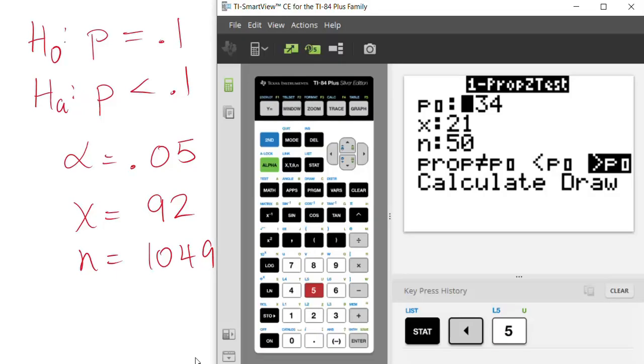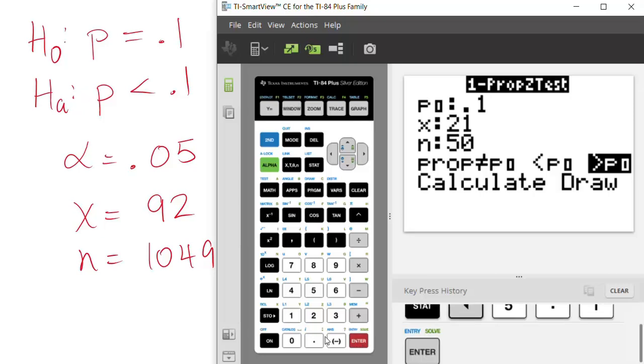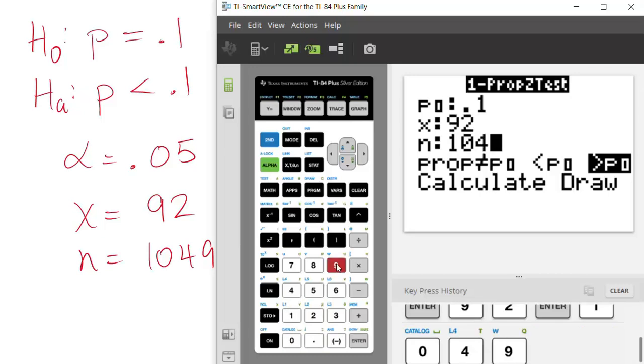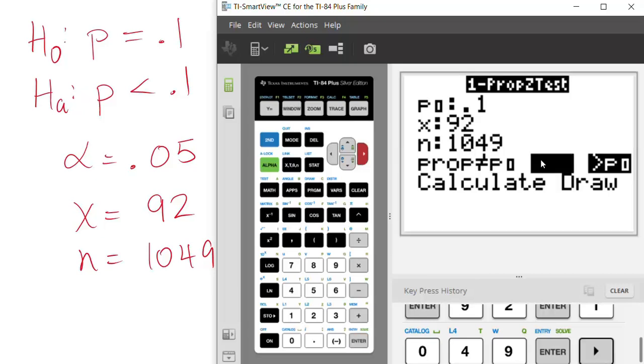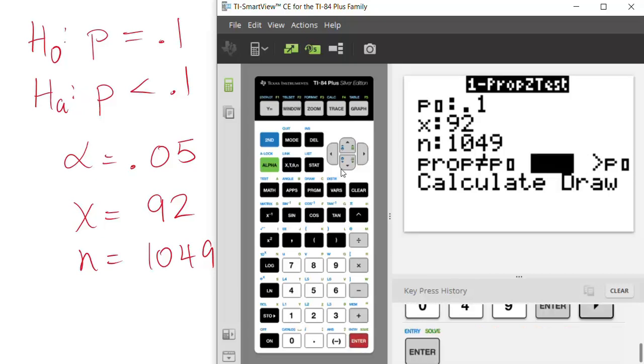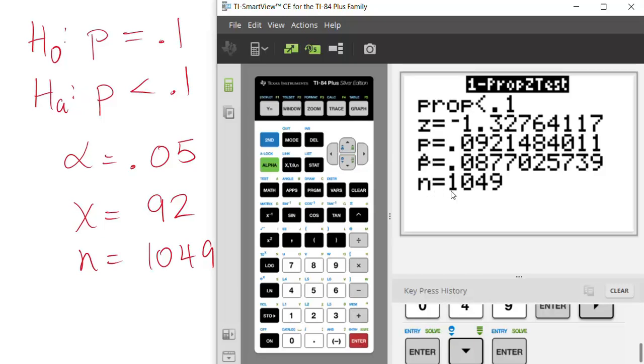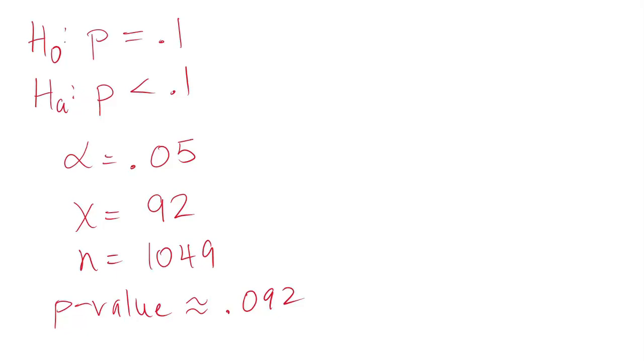To get the p-value, we're going to plug in 0.1 for p sub 0, 92 successes, 1,049 trials, and we want to choose the less than symbol, which is the second symbol. We calculate, and we get a p-value of around 0.09. And that's larger than the value of alpha that we were given. Remember, we're comparing the p-value with alpha. The p-value is larger than alpha, and so we fail to reject the null hypothesis.